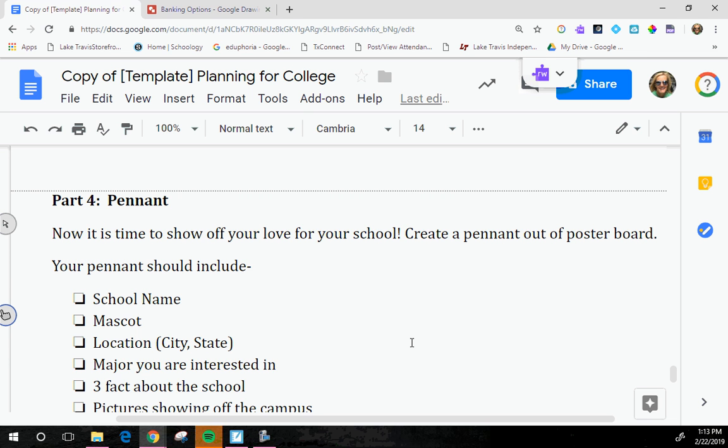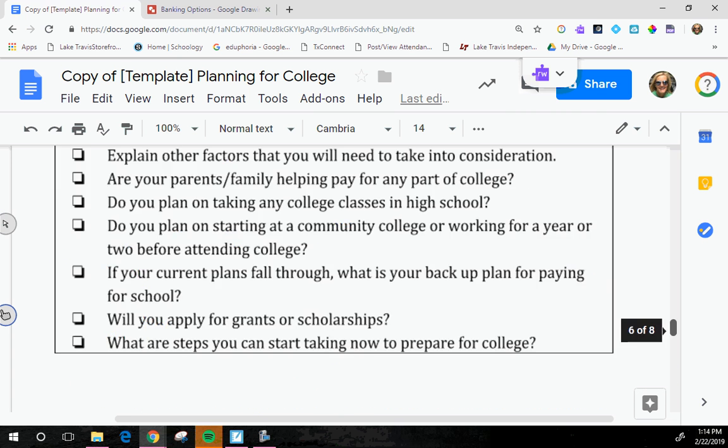Pennants are so old school, kind of like baseball pennants. But you're going to make a pennant, and it's got to be pretty big because it is supposed to encourage somebody to go to your school. So this is actually one from last year. This says everything that you need to include on your pennant.